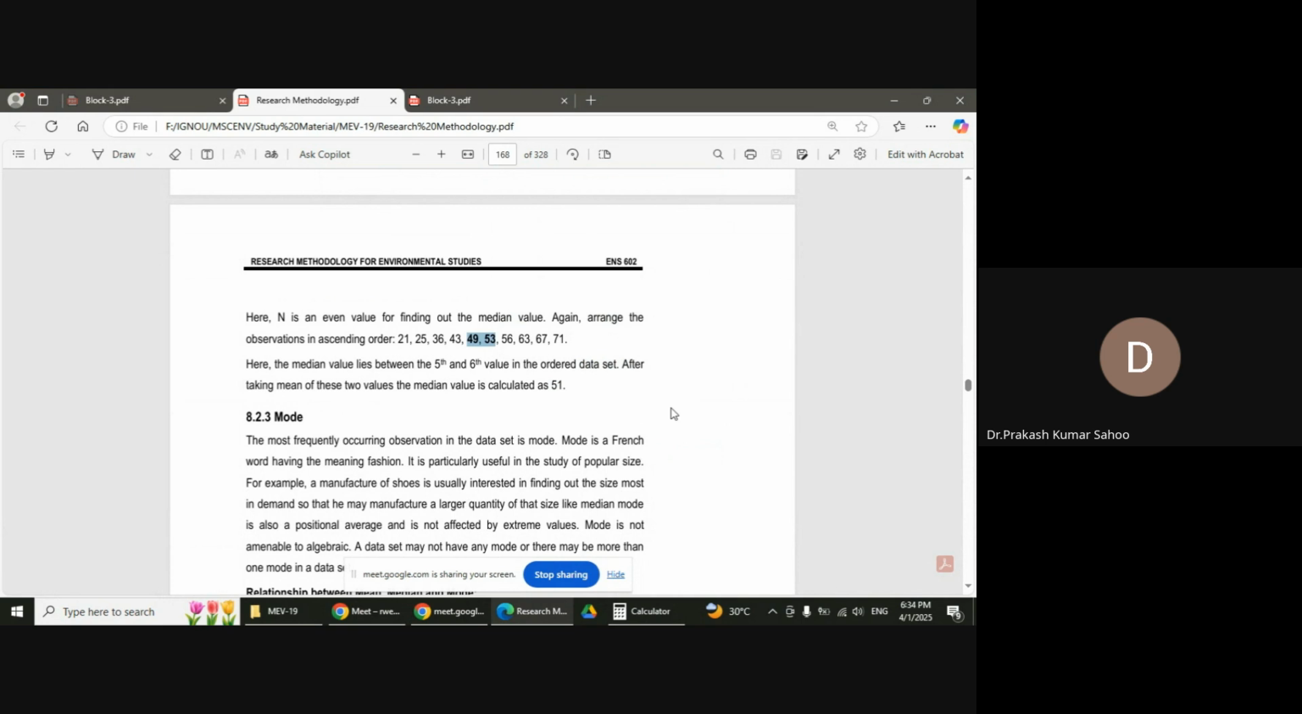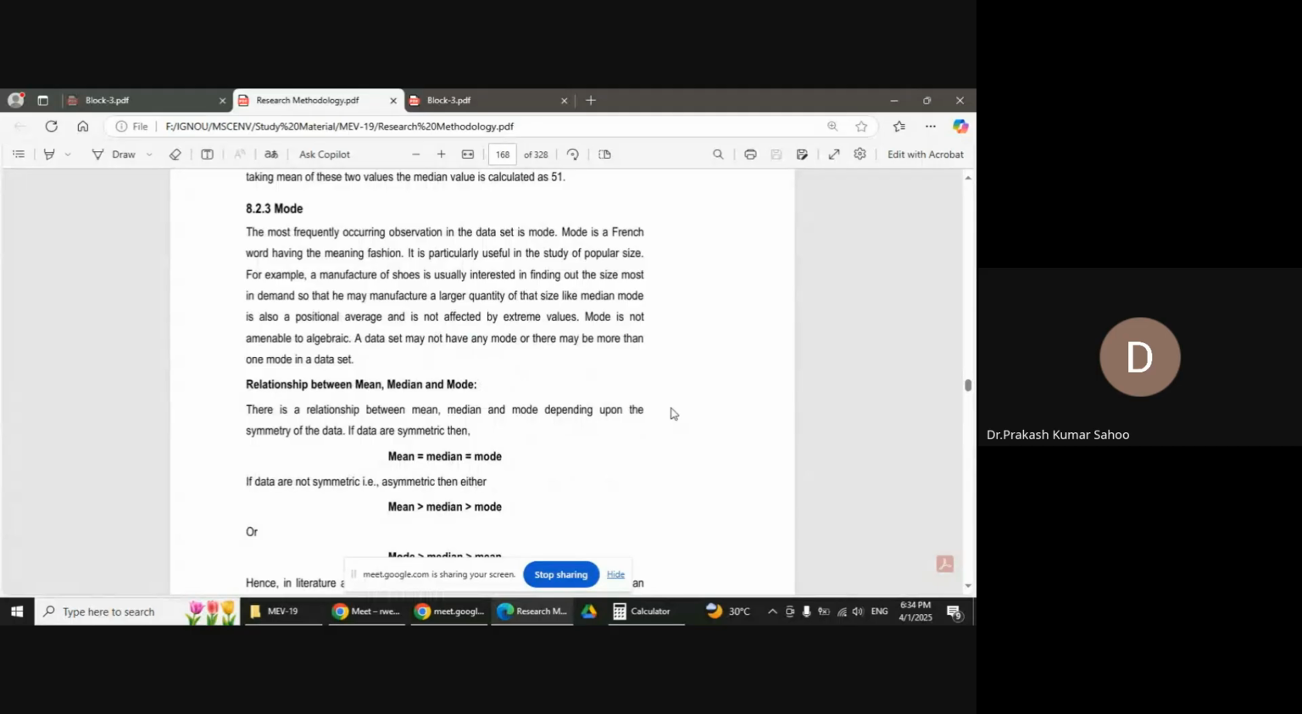The important thing is to arrange all the data in ascending or descending order, and you are recommended to write all the data in ascending order, so it will be easy to find the median.